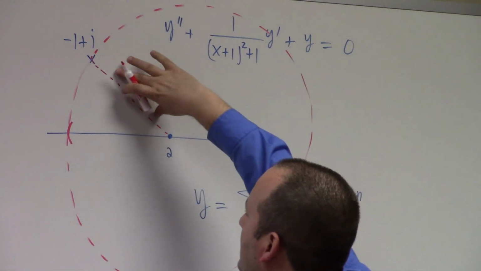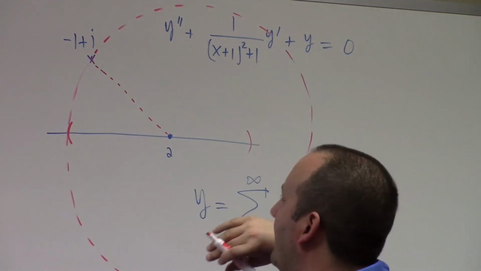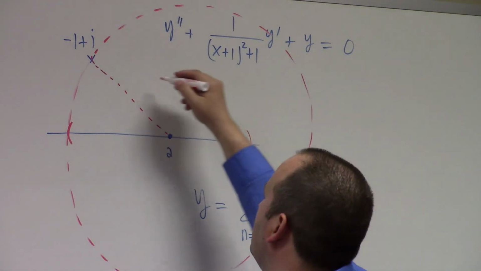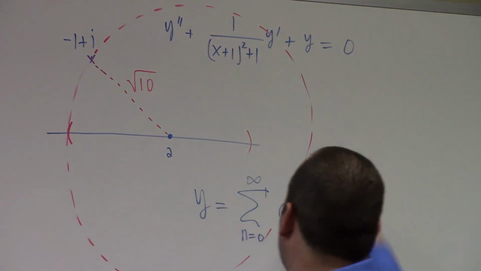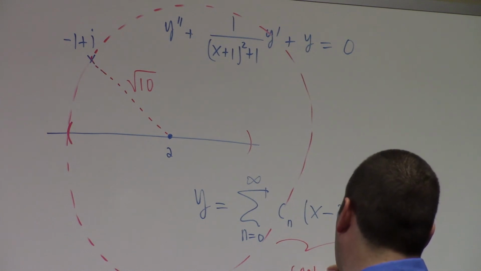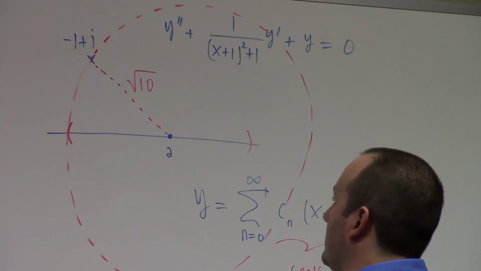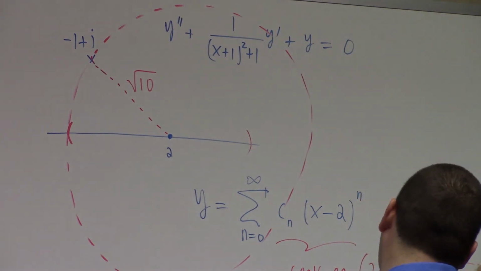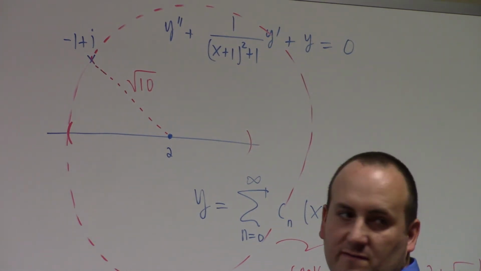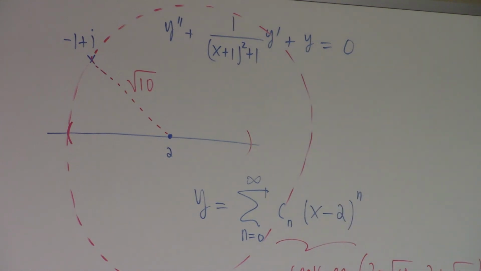So this distance is what? Square root of 10? Yeah. So this will converge on 2 minus the square root of 10 to 2 plus the square root of 10, and possibly the endpoints. Or possibly not. I don't know.